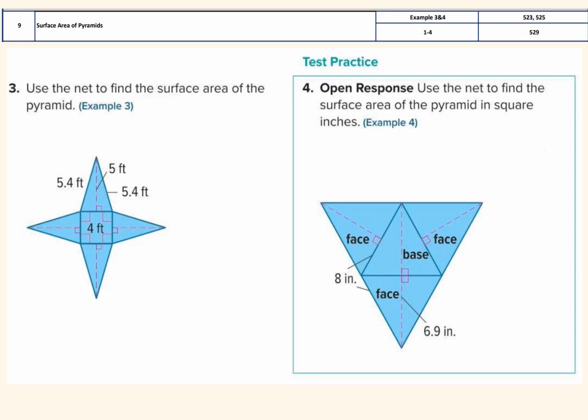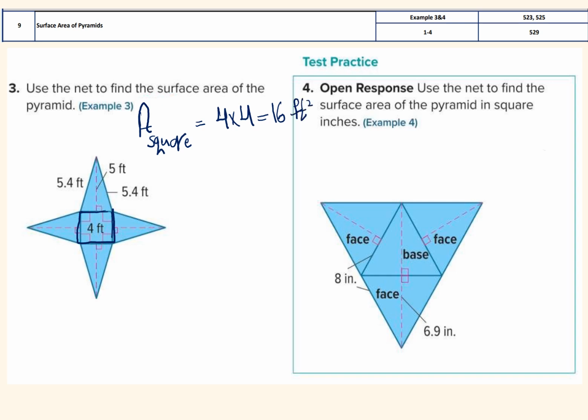So as you see, the base here is a square. The area of a square is side times side. Each side is 4. So 4 times 4. The answer is going to be 16 square feet.